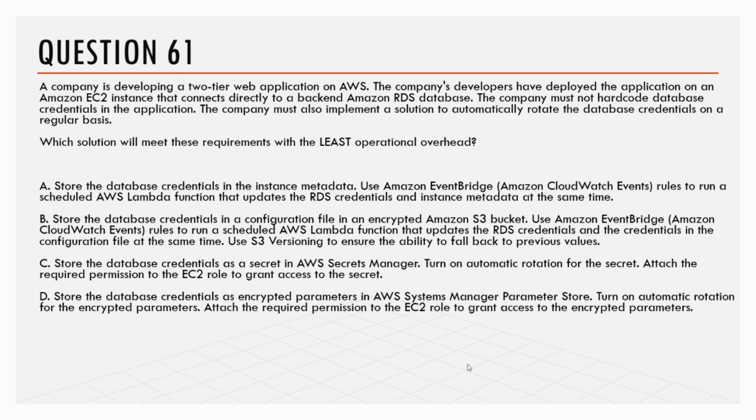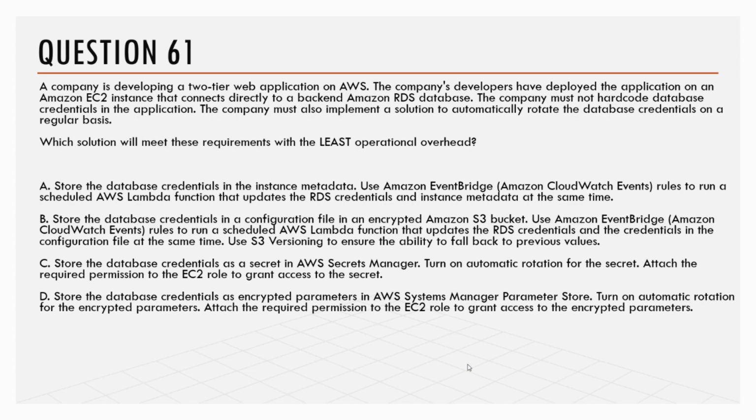Use S3 versioning to ensure the ability to fall back to previous values. Option C, store the database credentials as a secret in AWS Secrets Manager. Turn on automatic rotation for the secret. Attach the required permissions to the EC2 role to grant access to the secret. Option D, store the database credentials as encrypted parameters in AWS Systems Manager Parameter Store. Turn on automatic rotation for the encrypted parameters. Attach the required permissions to the EC2 role to grant access to the encrypted parameters.